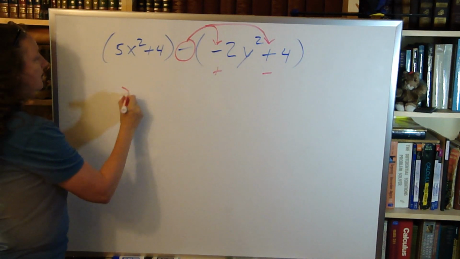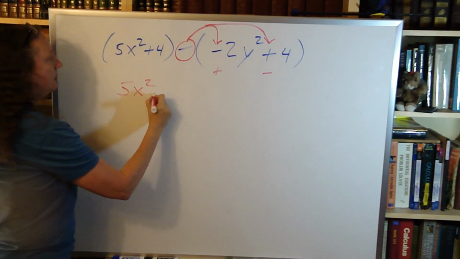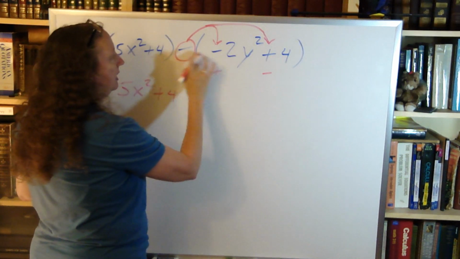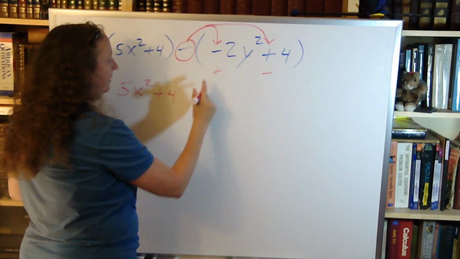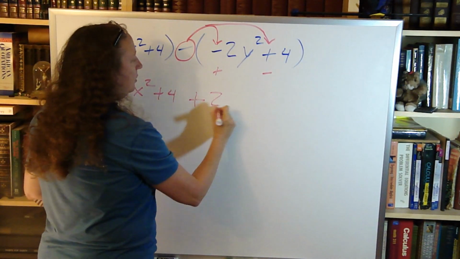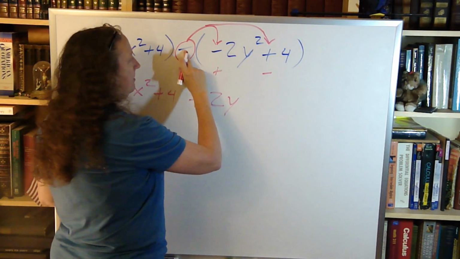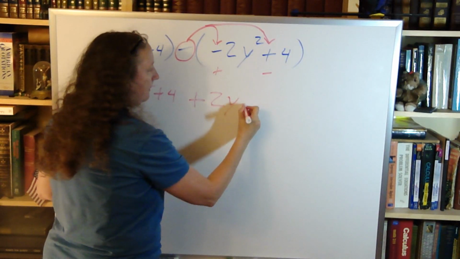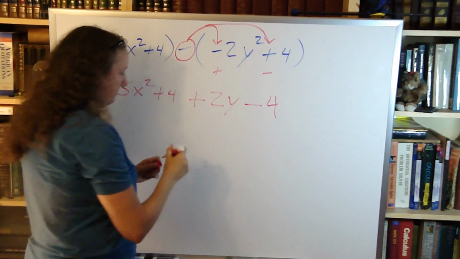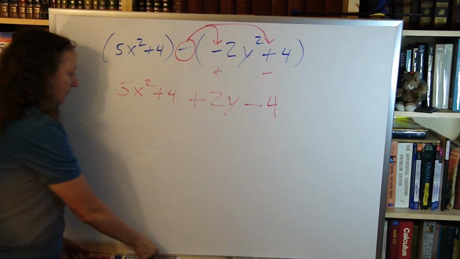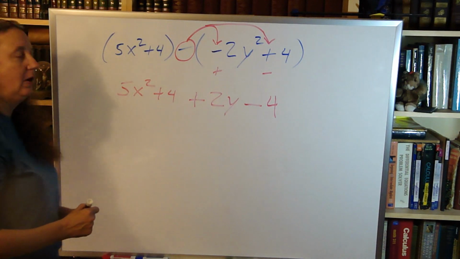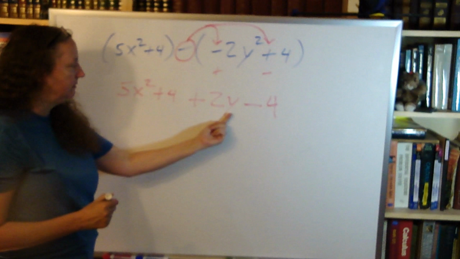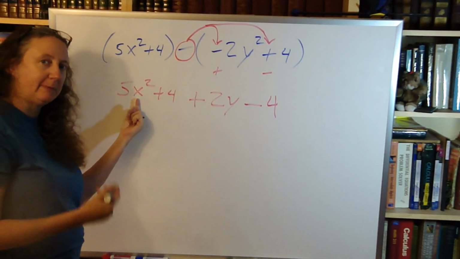So I have my 5x squared plus 4. The minus gets distributed in with the negative here, becomes a plus 2y squared. The minus gets distributed in with the plus and becomes a minus. And I bring down my 4. Now I want to look for like terms. First letter of the alphabet is the x, so that's going to be my first thing that I write.